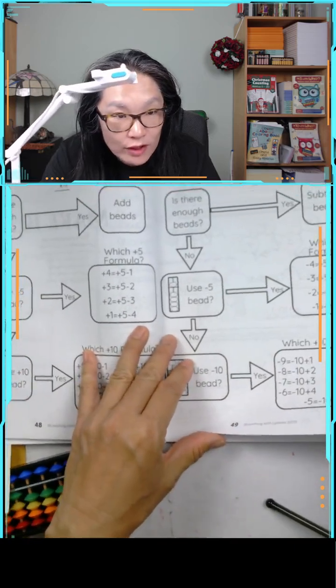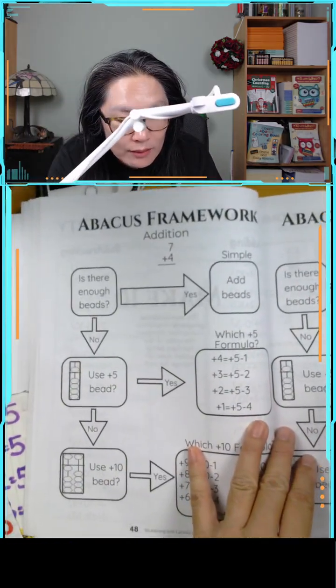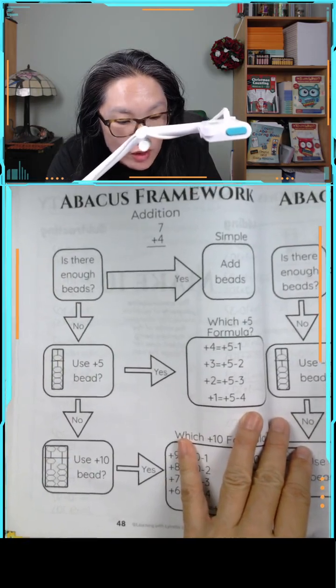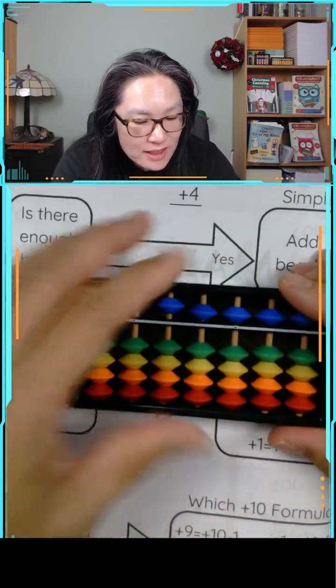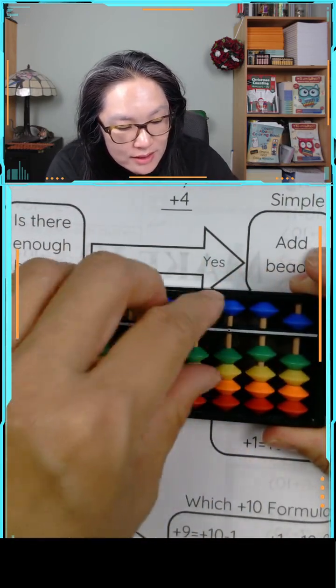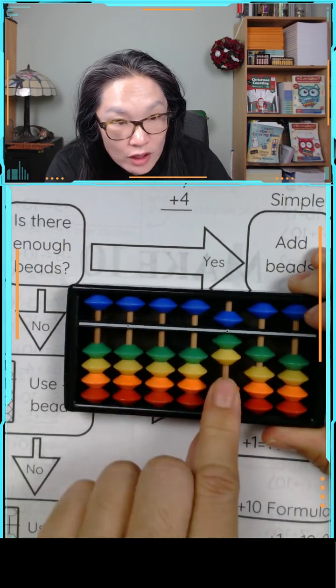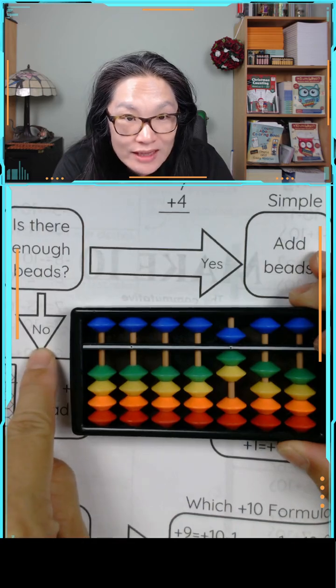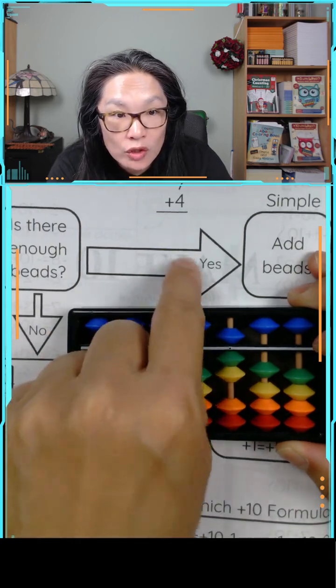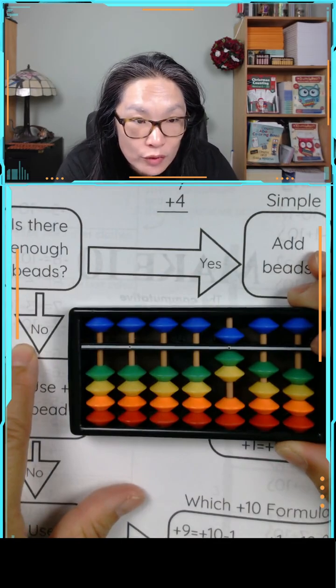And then here's a framework. The framework will help understand the workflow of each question. So we have the question is 7 plus 4. Here we go. 7 plus 4. The question is 7 on the abacus. I want to add the 4. There's not enough beads to add the 4. What do I do? Do I have enough to add the 4? Yes or no? No, I don't have the room to add the 4.